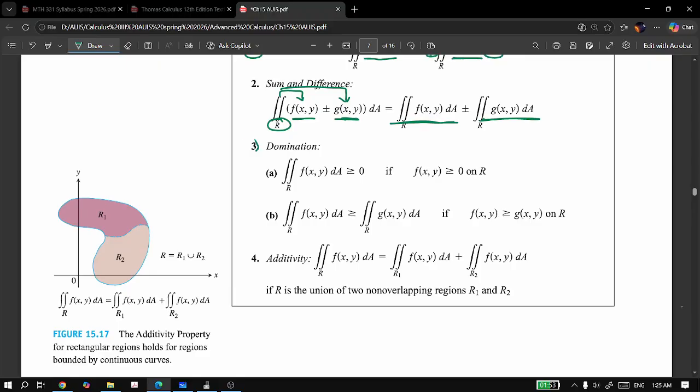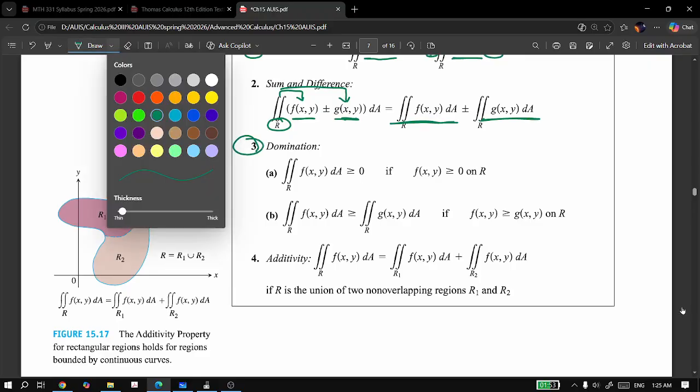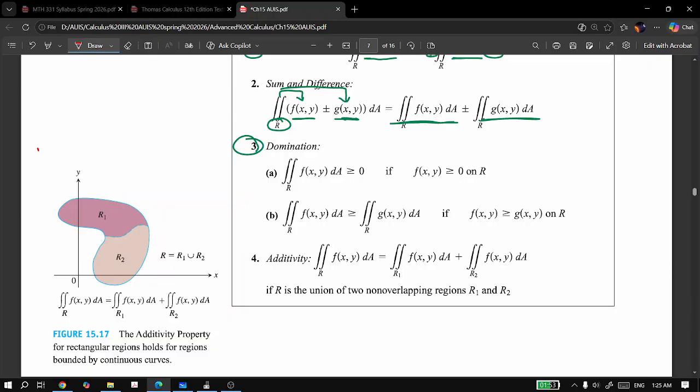The domination, the third one, we have what? It says if we find the double integral of a function and f of xy is greater than or equal to 0, in other words, if it is a positive function, that means its outputs are positive, for sure we will get its double integral as a positive value.